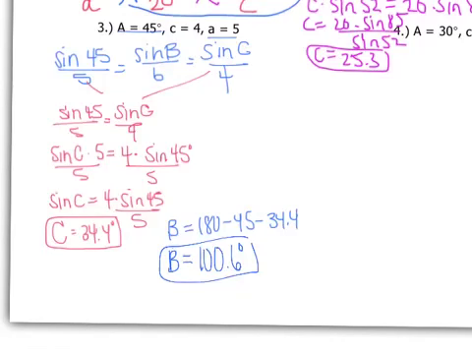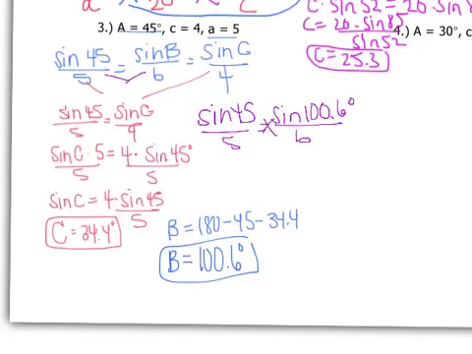And then it's up to you which of these ratios you want to use to find finally the side length B. You could use the sine of 45 over 5, or you could use the sine of C over 4. It's completely up to you. I'm going to use the first two, just because they're first. Don't forget, though, that you now know the measure of angle B, so you can plug that in, and now you can cross multiply and solve.